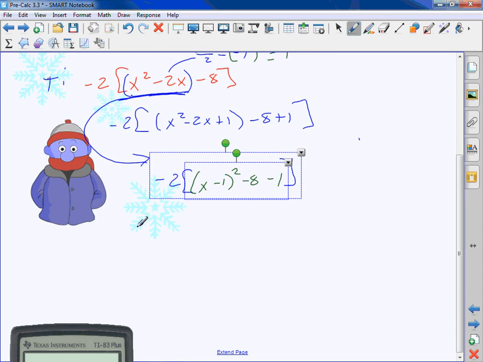Now I just have -2 times x minus 1 squared. What's -8 and -1? -9. So now it's in transformation form.